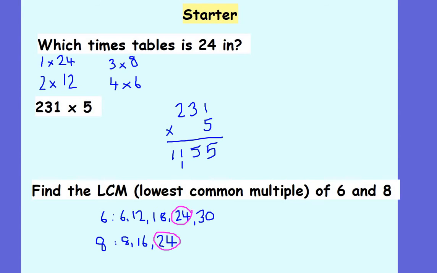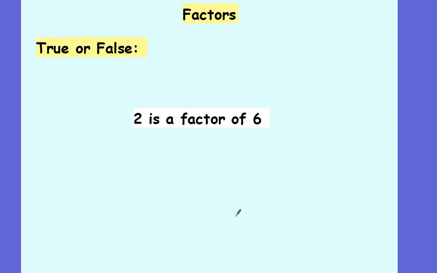Okay, moving on to today's lesson. True or false? 2 is a factor of 6. That one is true because 2 goes into 6. 2, 4, 6, there it is, 2 times 3 gives me 6, so 2 is a factor of 6.